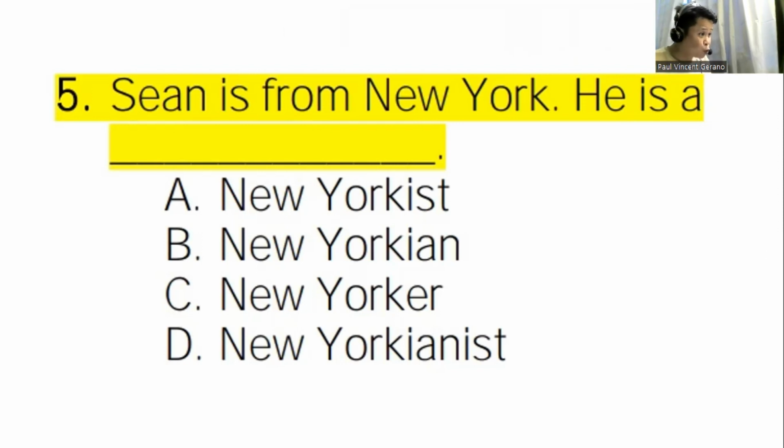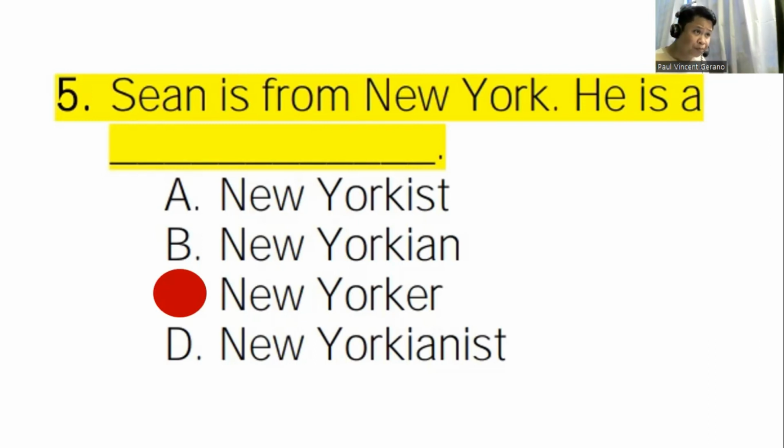Okay, Simon's answer is New Yorker. Carl's answer is also New Yorker. Christina's answer, New Yorker. Riza's answer, New Yorker. Yes, I think everybody got it right. New Yorker. Sean is from New York. He is a New Yorker. This is very easy as one, two, three, ABC. We call this a demonym. New Yorker in English is a demonym.